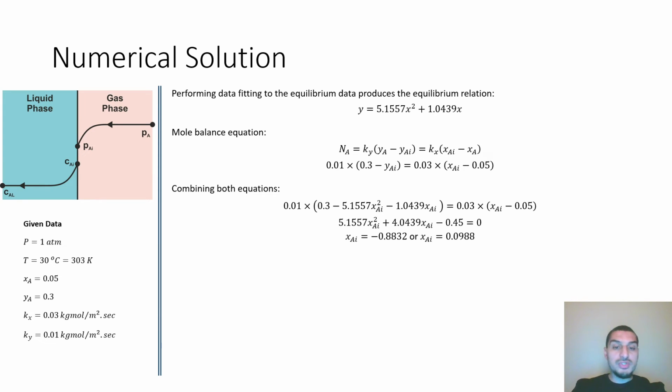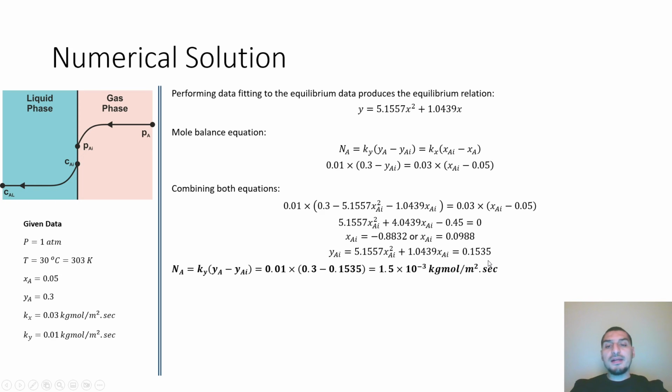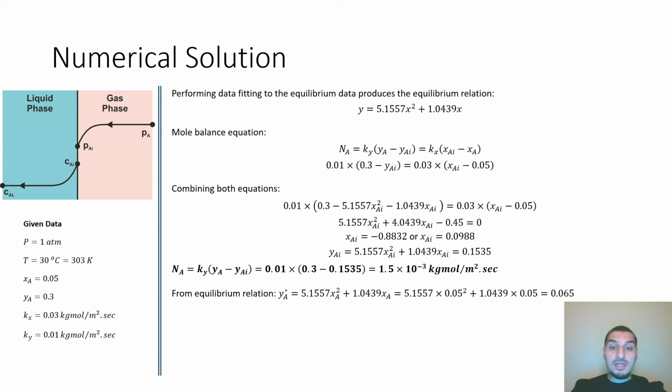So we'll have two outputs for x interface, which is negative and positive. So the negative is not a valid result. So the valid result is this, which is exactly what we got from the graphical solution. And we can get y interface from the equilibrium relation, which is 0.1535. And again, we can now calculate the flux. We can calculate y star and x star from the equilibrium relation. So I can calculate y star now, and so this is y star, and we can use this data to calculate the overall mass transfer coefficient.